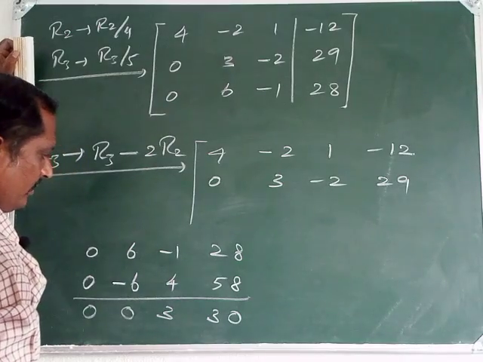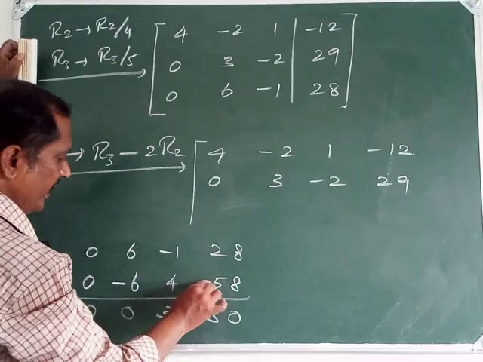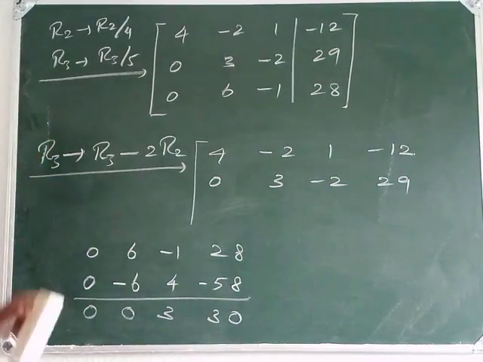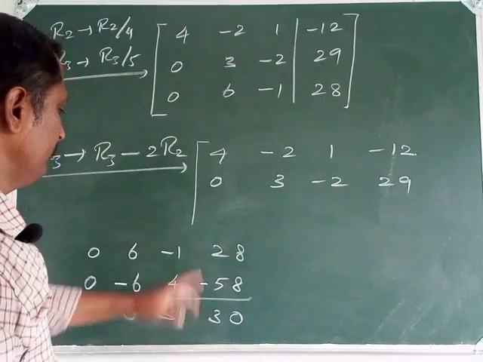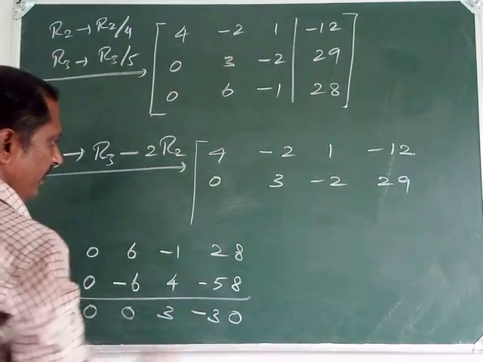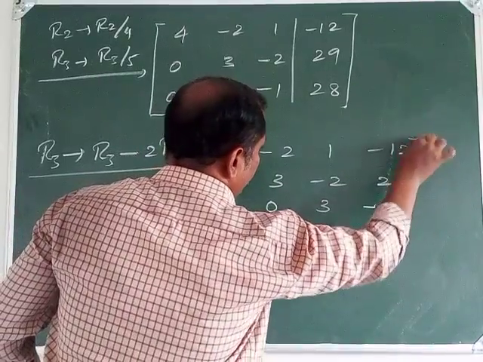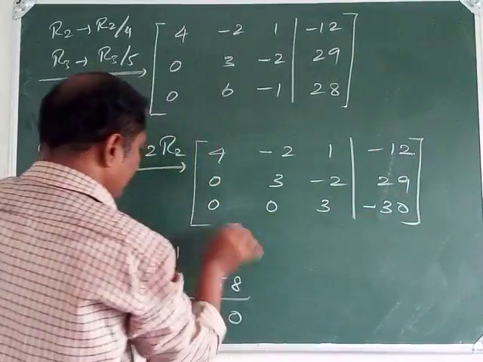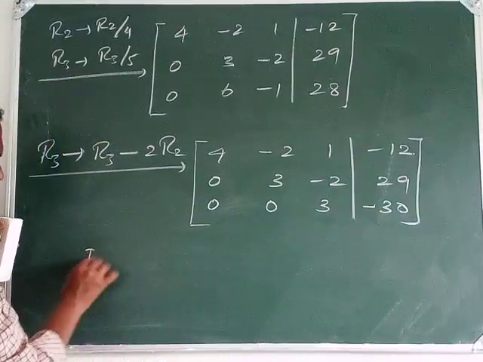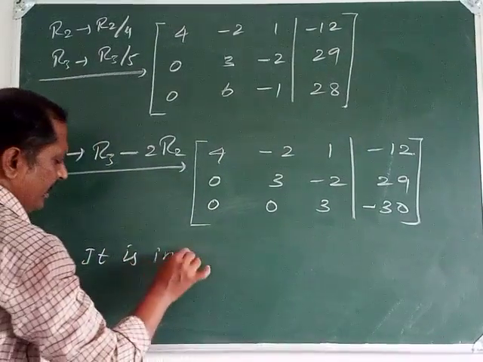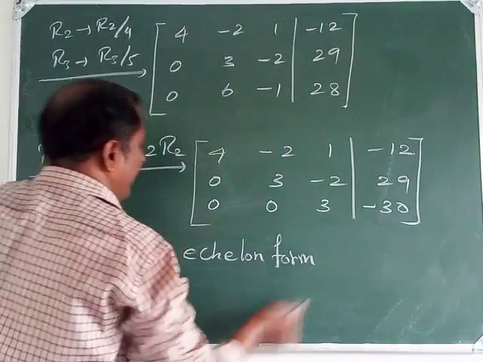Minus 58, minus 30. So 0, 0, 3, minus 30. Right. Next you have to check this equivalent form. Yes, it is in equivalent form.